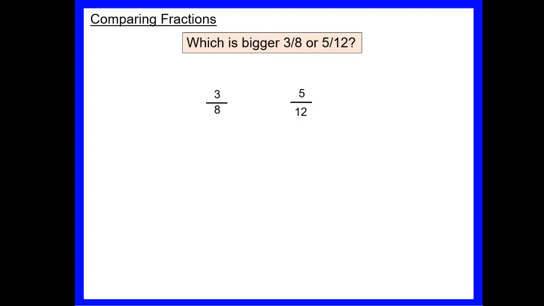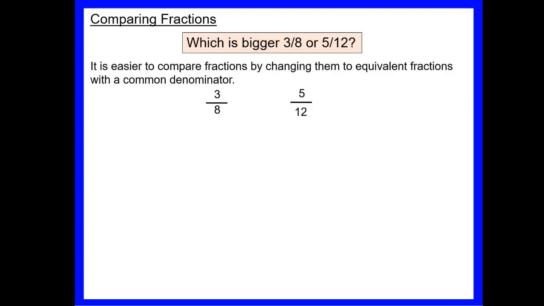If we do the same for 5/12, half of 12 is 6. 5 is less than 6, so 5/12 is less than a half as well. So unfortunately they're both less than a half, so that doesn't help me to work out which one was bigger. So I need another way to be a bit more accurate, and we can use our equivalent fractions to do that.